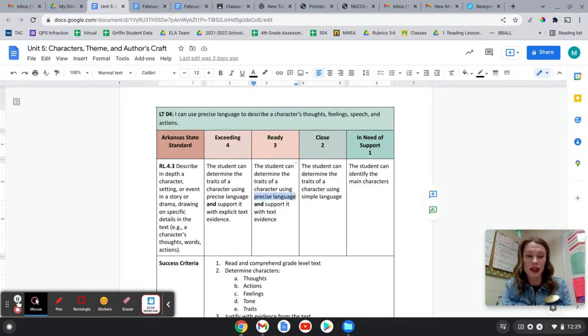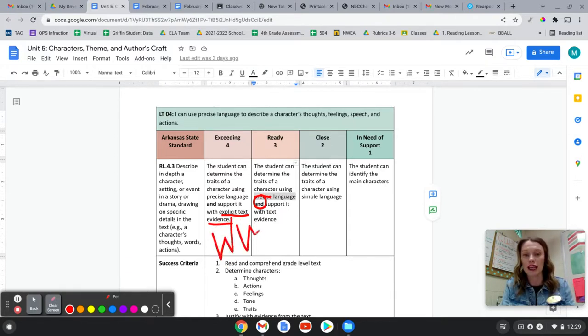And then look at this really important word right here. And support it with text evidence. Okay. So today I'm going to ask you to describe it using precise language and then supporting it with text evidence. If you want to push yourself to a four, because some of you feel like you're already there, then you're going to use explicit text evidence, which means I'm going to put two W's here because that means you're going to use that evidence word for word.